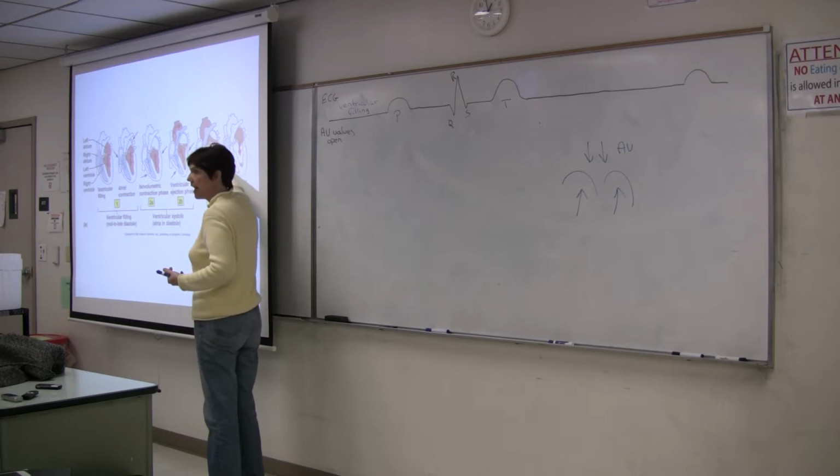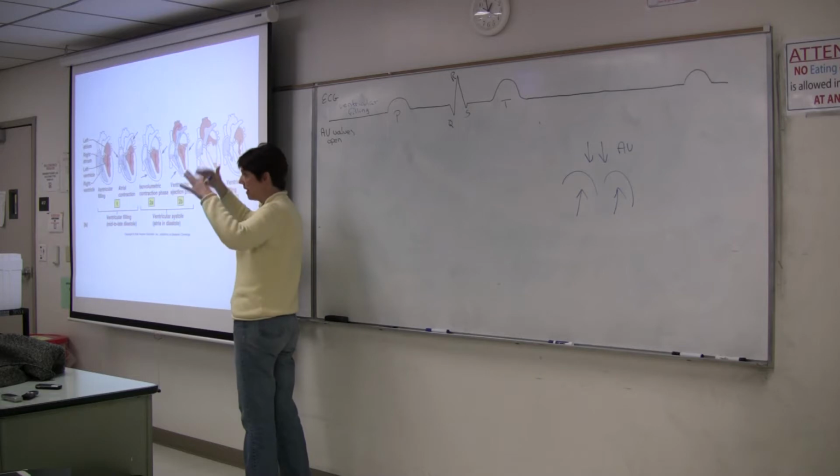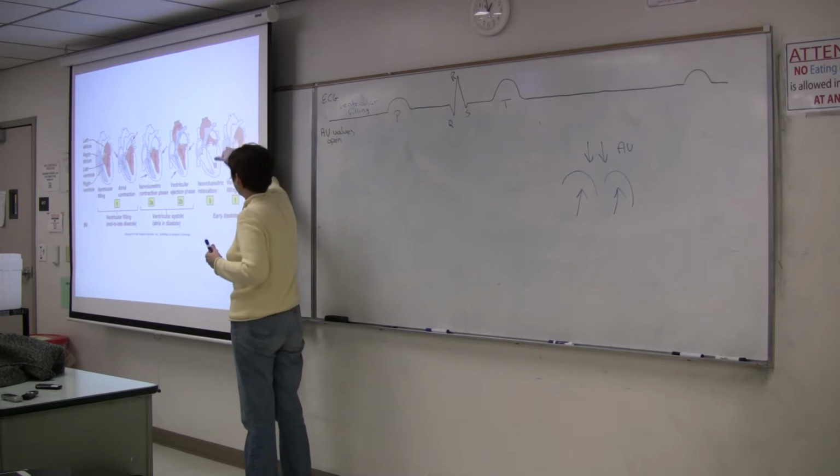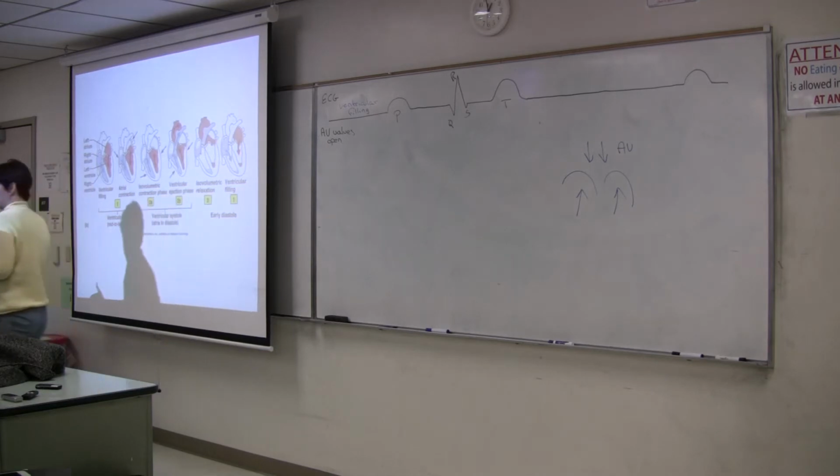The ventricles continue to relax until pressure in the ventricles is below that in the atria, because blood's continuing to come into the atria. All right? And then AV valves open and we start filling again. That's the cardiac cycle. All right?